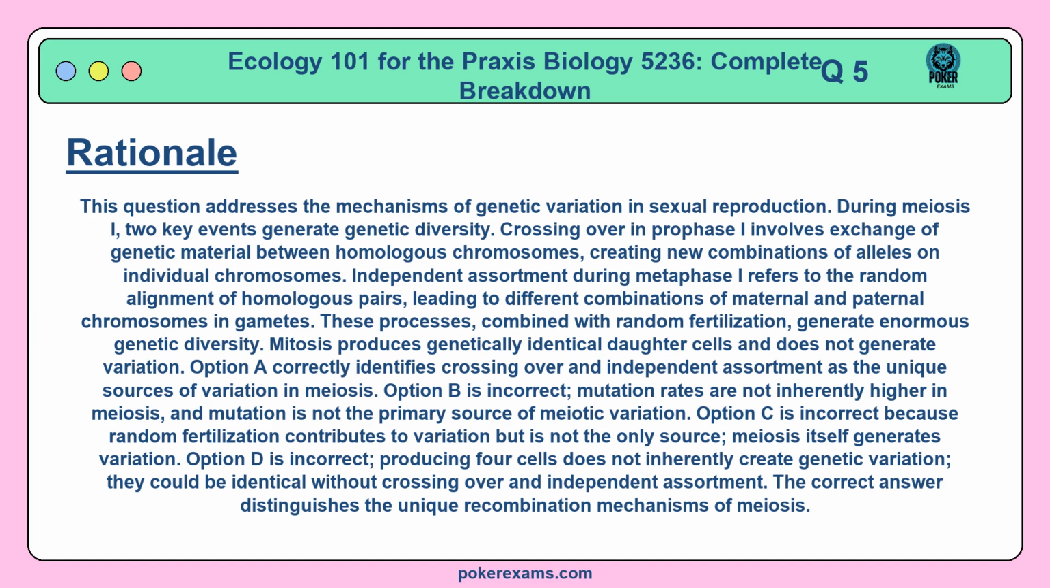Mitosis produces genetically identical daughter cells and does not generate variation. Option A correctly identifies crossing over and independent assortment as the unique sources of variation in meiosis. Option B is incorrect. Mutation rates are not inherently higher in meiosis, and mutation is not the primary source of meiotic variation. Option C is incorrect because random fertilization contributes to variation, but is not the only source. Meiosis itself generates variation. Option D is incorrect. Producing 4 cells does not inherently create genetic variation. They could be identical without crossing over and independent assortment. The correct answer distinguishes the unique recombination mechanisms of meiosis.